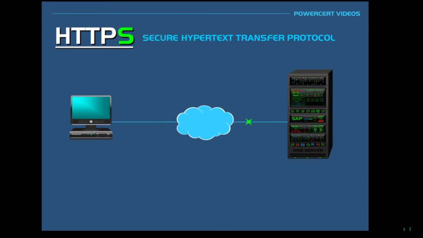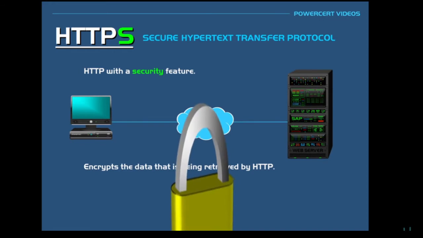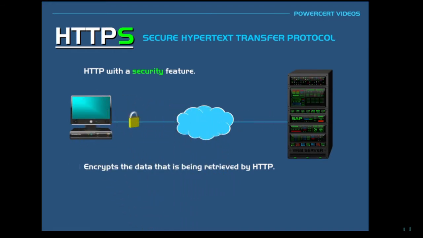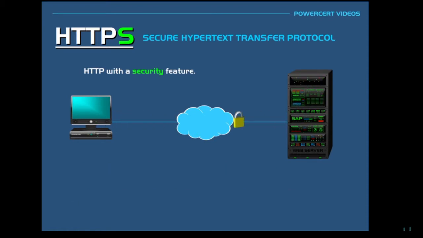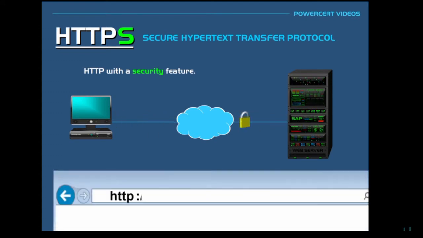HTTPS stands for Secure Hypertext Transfer Protocol. And this is HTTP with a security feature. Secure HTTP encrypts the data that is being retrieved by HTTP. It ensures that all the data that's being transferred over the internet between computers and servers is secure by making the data impossible to read. And it does this by using encryption algorithms to scramble the data that's being transferred. So for example, if you were to go to a website that requires you to enter personal information, such as passwords or credit card numbers, you will notice that an S will be added to the HTTP in the web address.